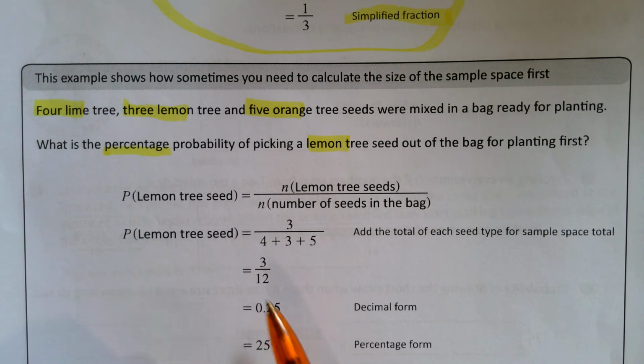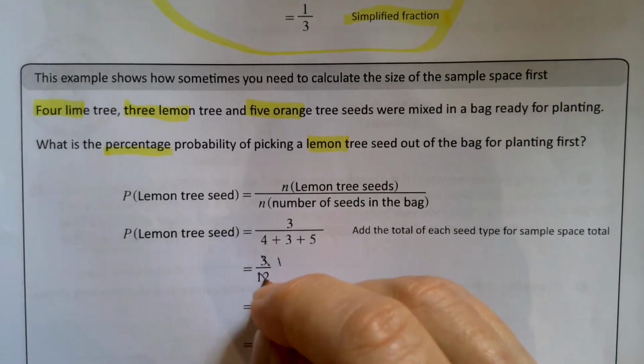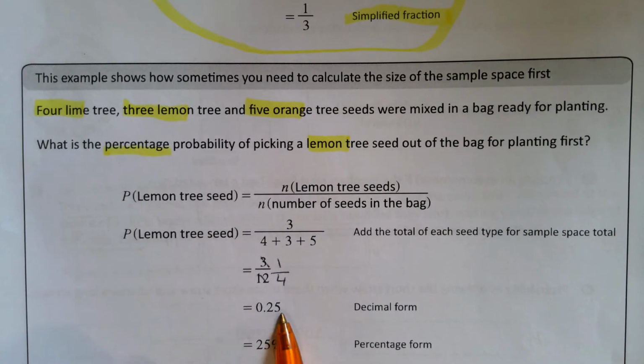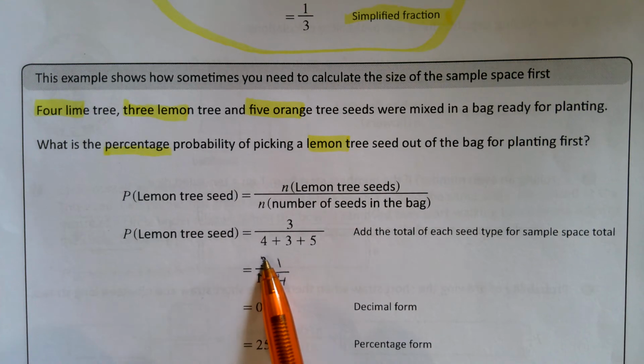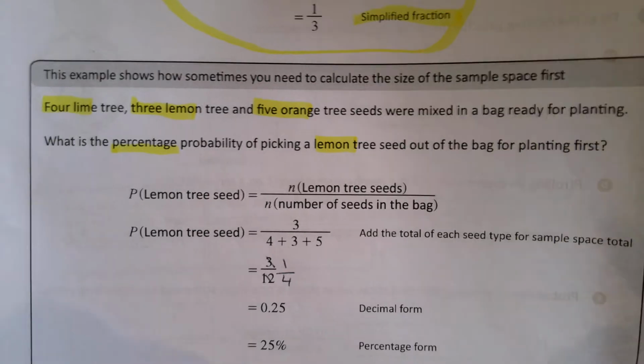You would need 3/12. I would simplify that. So it is 1/4. 1/4 is 25%, which is 0.25. You could also, in a calculator, divide your 3 by your 12. Okay, let's have a go at some of these.